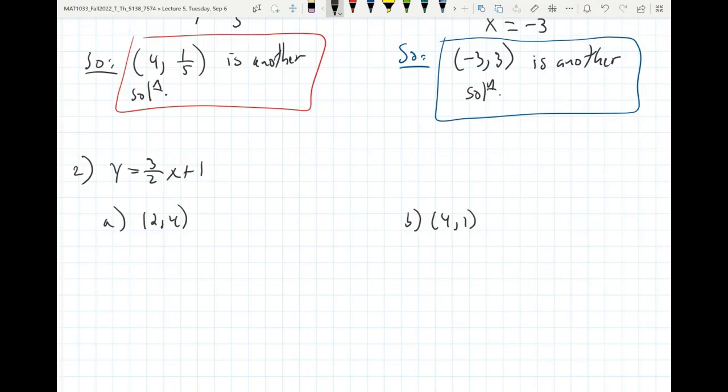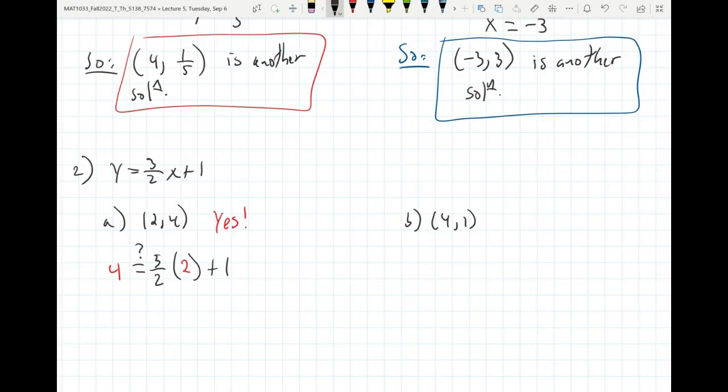All right, what do you think about the first one? Is it a solution? Yes. Yes, okay, good. So let's see. We plug in, right? So notice that now y is on the left, okay? So you need to put 4 in there. So the question is, is 4 equal to 3/2 times 2 plus 1? That's what we need to verify, okay?